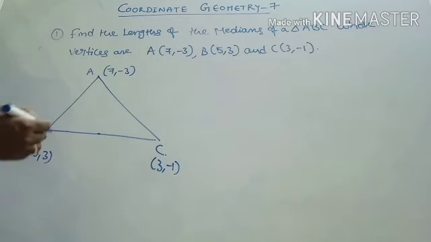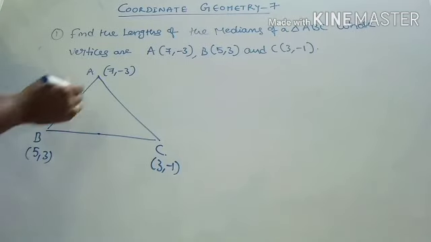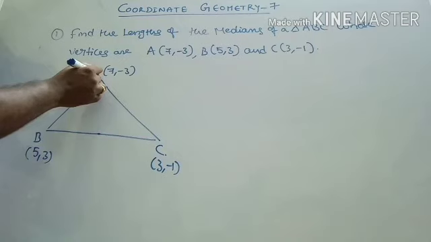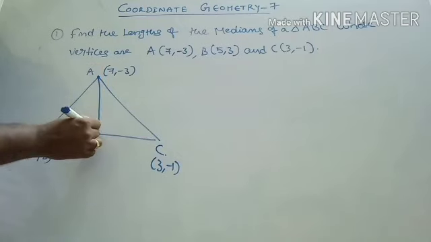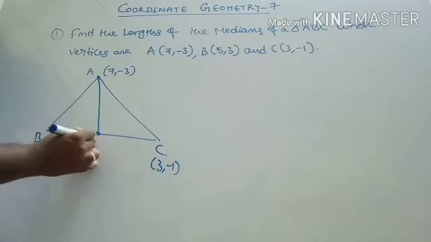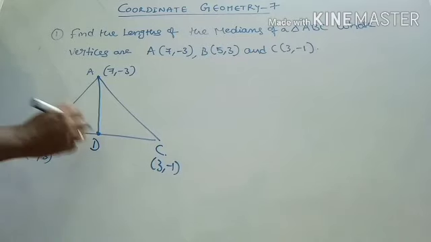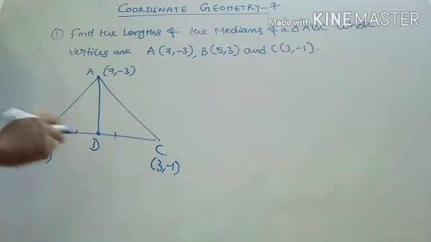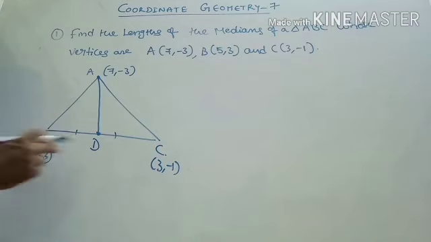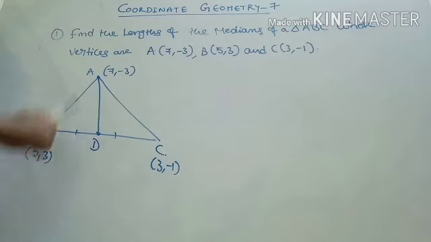The median is the line segment from a vertex to the midpoint of the opposite side. Let us call the midpoint D. How will we get it? We know the midpoint formula: (x1 plus x2) by 2, (y1 plus y2) by 2. By that we will find the midpoint, and then find the distance between A and D. Then we will get the length of the median AD.